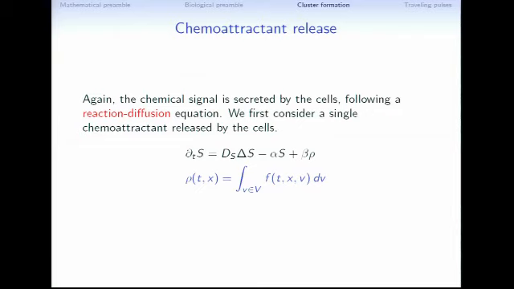So for the chemoattractant, we hope for the simplest possible equation, which is this reaction diffusion equation. You have diffusion, you have production by the cells. So now rho is the integral of the density with respect to velocity, and you have decay with alpha. And I have to mention that at the level of bacteria, it's quite important to keep the full parabolic equation because the diffusion of the chemical is comparable to the diffusion of cells. So it's difficult to justify a quasi-stationary approximation here.